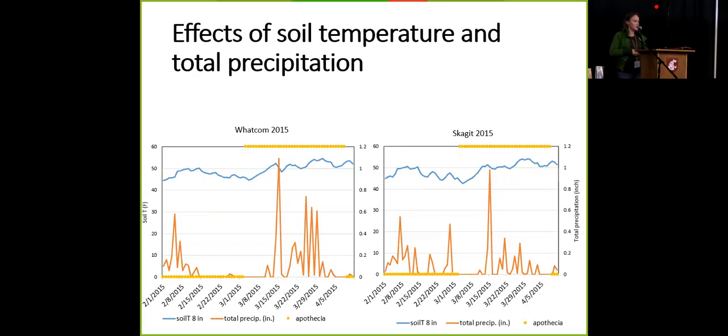Moving on to the next factors, soil temperature and total precipitation. Again, the soil temperature is indicated in blue, and total precipitation is indicated in the red peaks. Looking at the soil temperature, in the period where the apothecia were found, soil temperature started reaching temperatures of above 50 Fahrenheit, which could mean that temperatures above 50 Fahrenheit are required for apothecia to develop. When it comes to precipitation, at this point, I can't say anything else than that precipitation needs to be there for apothecia to develop.